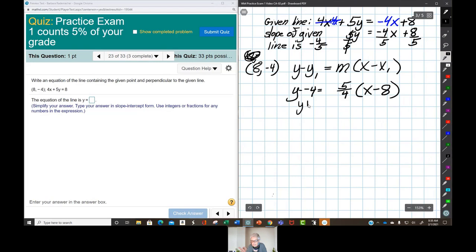y minus minus is plus 4 equals 5/4 times x minus 8. If you want to distribute the fraction, that's just fine. It would be pretty easy here. But I'm going to do what I always do just so I don't start confusing people by doing something different. I multiply both sides of the equation by 4 because it's the denominator of the fraction, and it lets me get rid of the fraction. The 4s cancel out, leaving me with 5 over 1, which is 5.